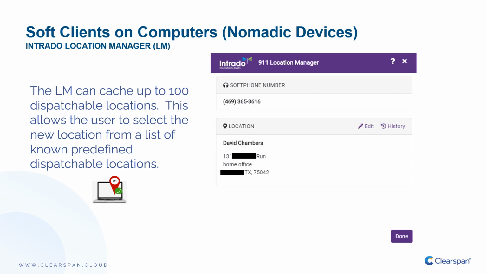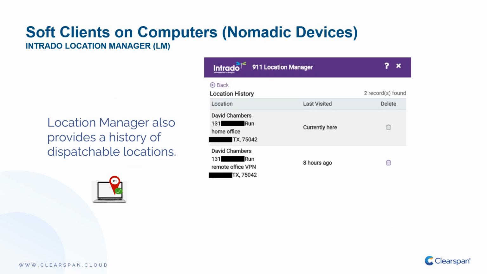The Location Manager can cache up to 100 dispatchable locations. This allows the user to select the new location from a list of known predefined dispatchable locations. Location Manager also provides a history of dispatchable locations.